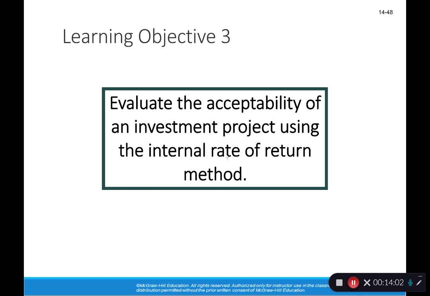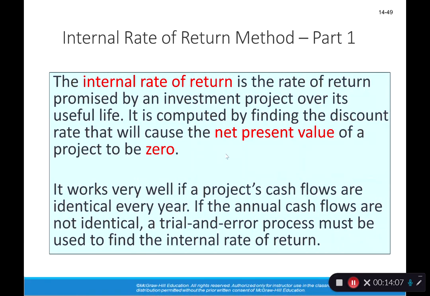I'm going to dive right into internal rate of return in this segment because we've already covered it. The internal rate of return is the rate of return promised by an investment project over its useful life. As I already mentioned, it's the return at which the net present value of the project would be 0. It works very well if the project's cash flows are identical each year. If the annual cash flows are not identical, it says a trial and error process must be used. That's only true if you're using the charts. When you're doing the beautiful HP10b, baby, you get it every time. Easy peasy. Hit the button for IRR and you're good to go. Gotta love it.